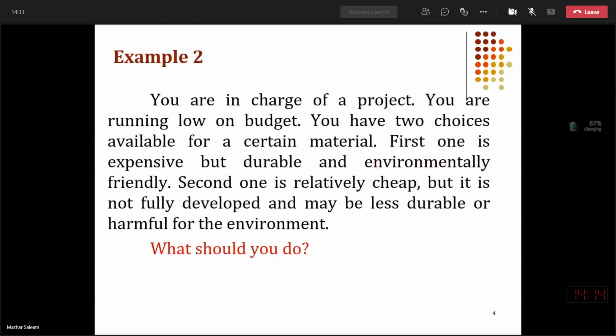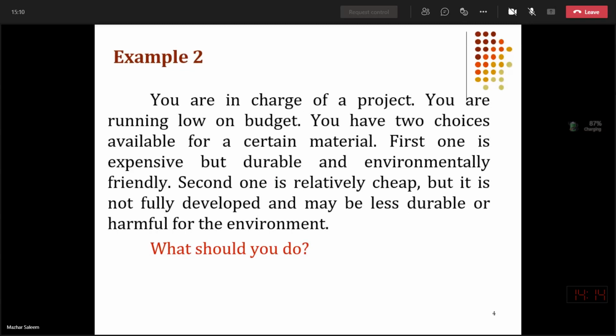Okay, and then there is another example. Again, from a civil engineering perspective, let's say you are in charge of a project and you are having budget problems, running low on the budget for that project. Now you want to buy some material and you have two choices available. One choice is to buy an expensive material which is durable and environment friendly. The second material is relatively cheap, but it is not fully developed yet. So it may be less durable or it may be harmful for the environment. You're not 100% sure about that. Now, what should you do?